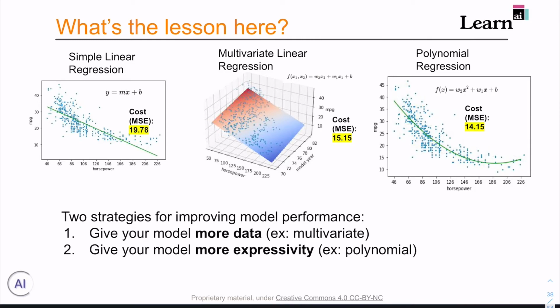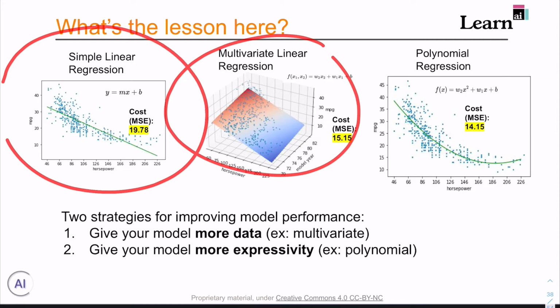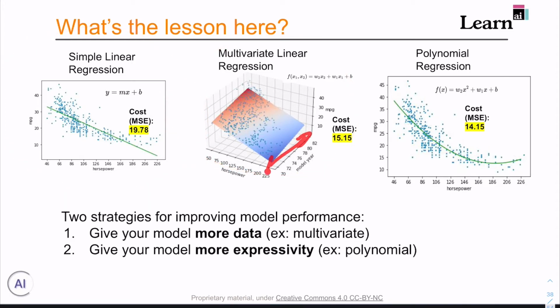So what we can draw from this is 2 strategies so far for improving model performance, right? We can give our model more data. So that was the multivariate compared to the univariate, right? We gave it an extra dimension to play with. We gave it more information so it could learn more. Or we can give our model more expressivity, basically make it more complicated, allow it to learn more things given the same amount of data. And that was the polynomial regression.